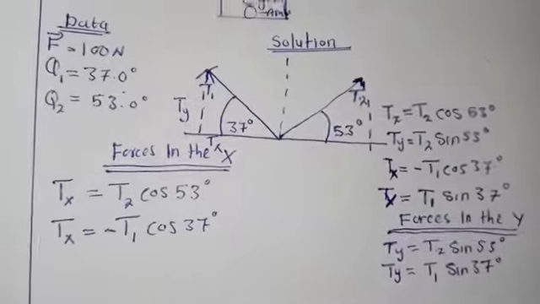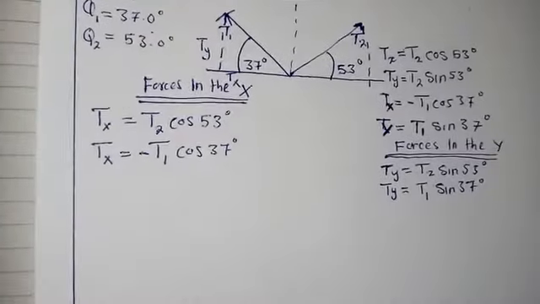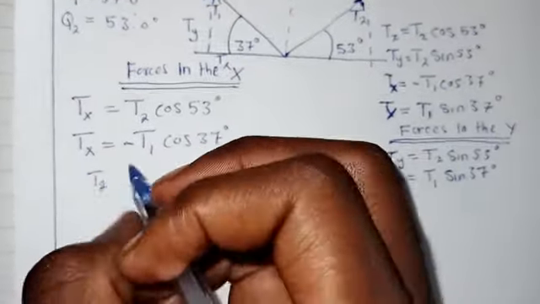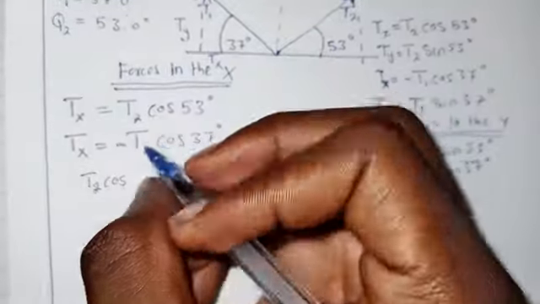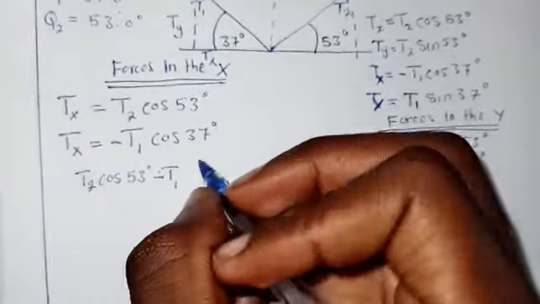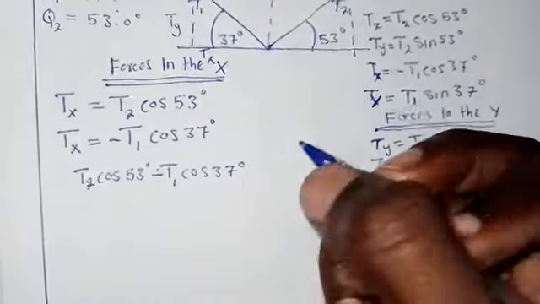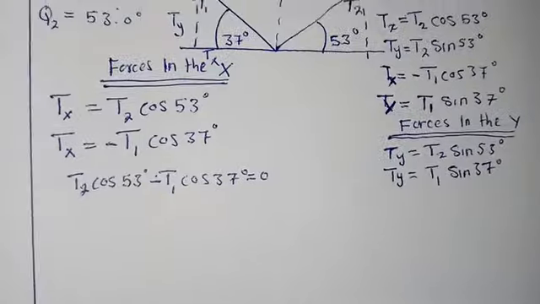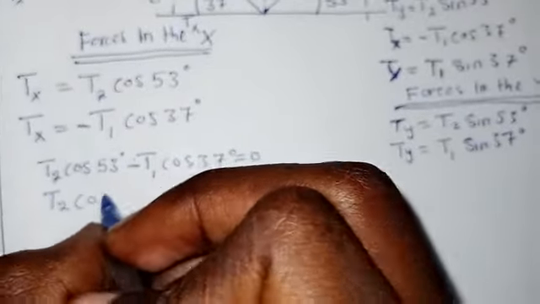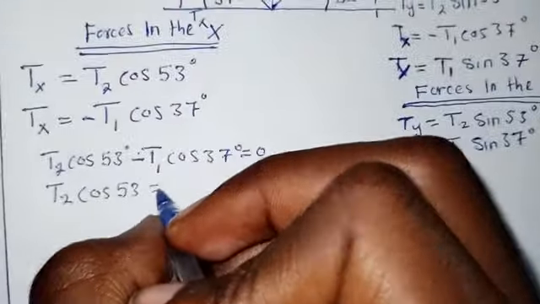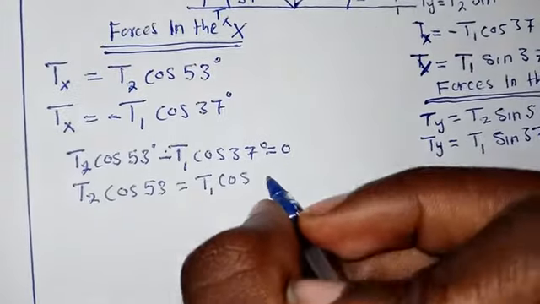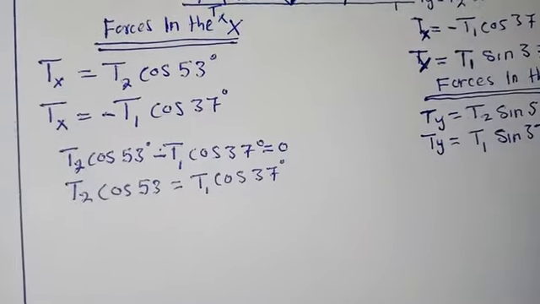We can now add all the forces in the x. To add the forces in the x, we're going to say that T2 cosine 53 degrees minus, because this is negative, T1 cosine 37 degrees must equal 0. Then this is just the same as T2 cosine 53 degrees must equal T1 cosine 37 degrees.